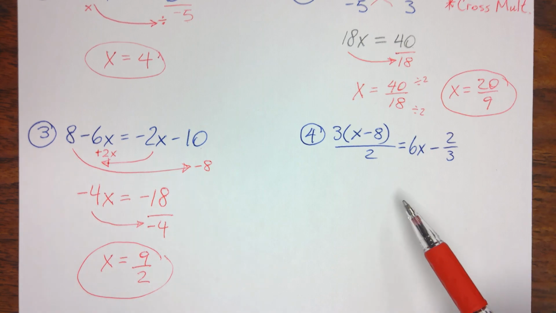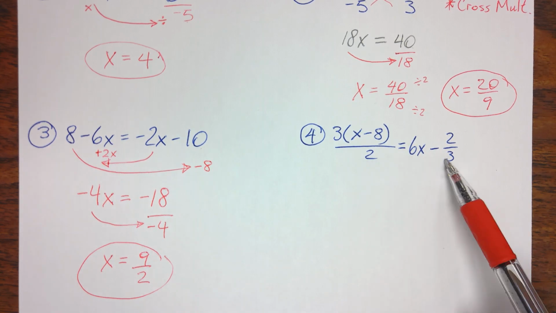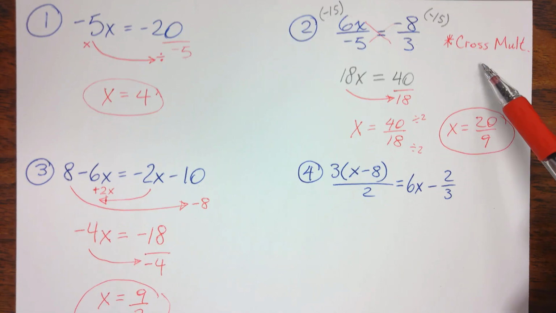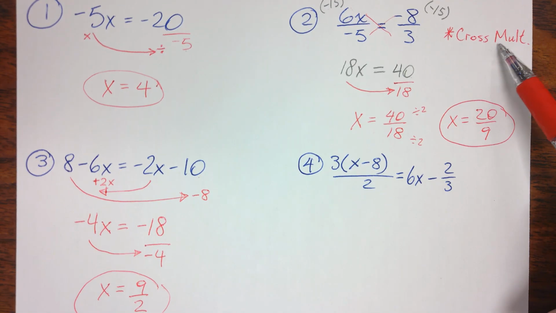So number 4. Okay, I see fractions again. Can I do my trick? Can I do my shortcut? Sam?